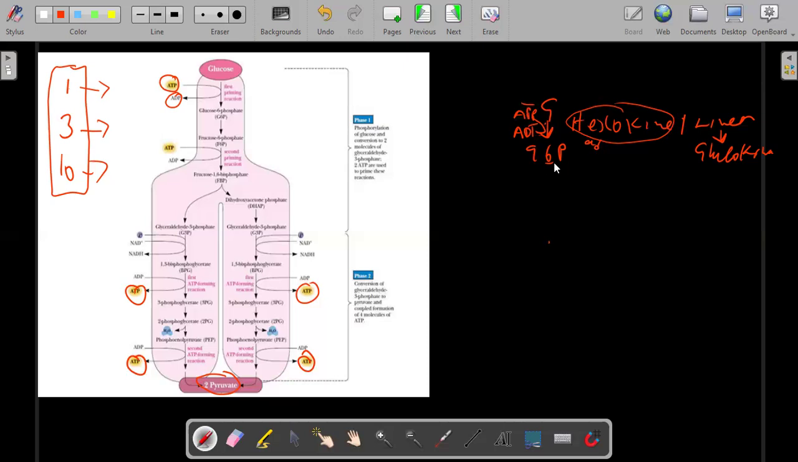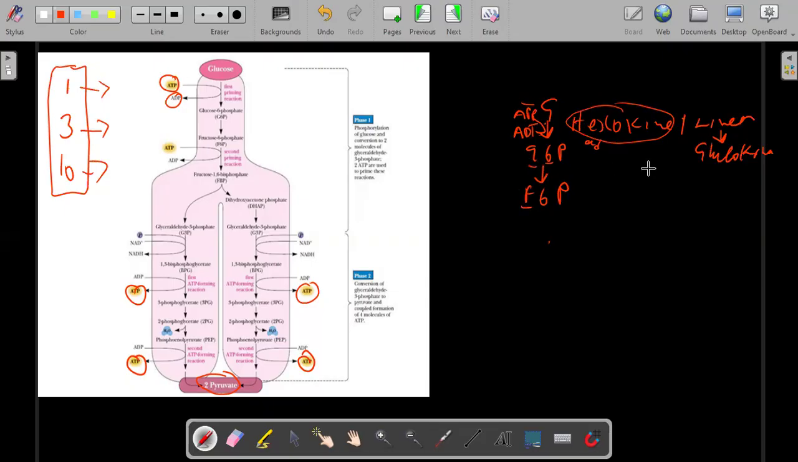Okay, so we have glucose 6-phosphate here. That's step number 1. We go to step number 2. In step number 2, we are going to convert this glucose 6-phosphate to fructose 6-phosphate. So what have we done here? We are moving from glucose to fructose.